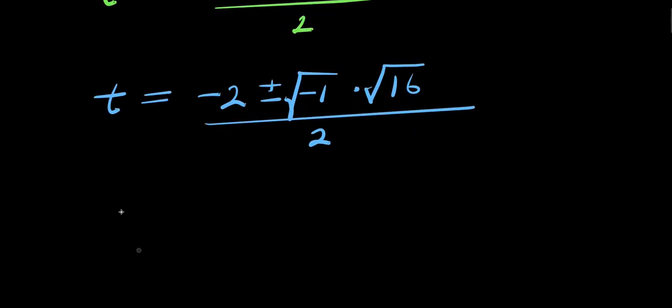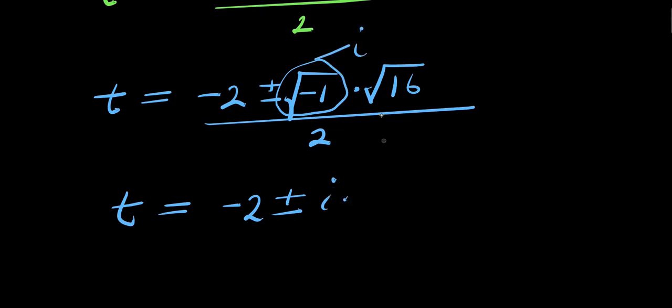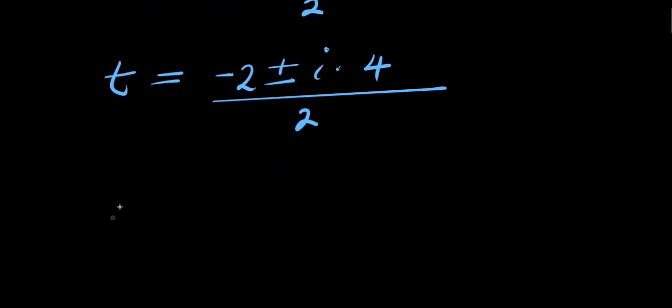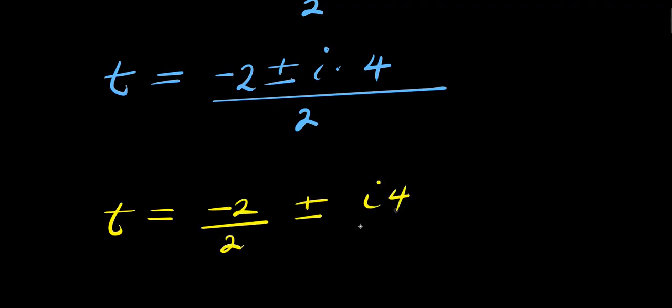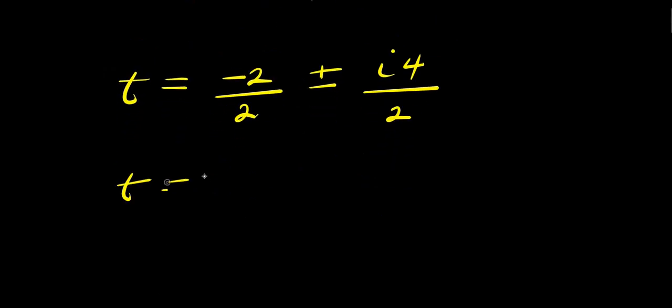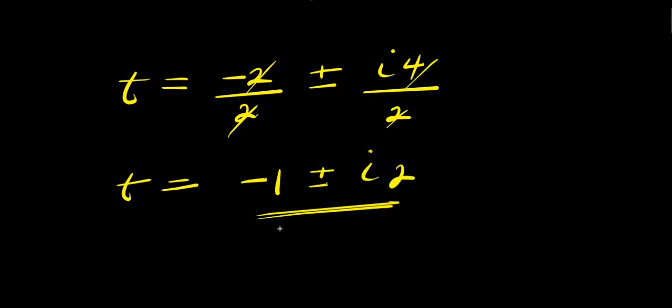So from here, t equals negative 2 plus or minus, square root of negative 1 here is i, I have i times square root of 16. 16 is 4 times 4, so square root of 16 is 4, divided by 2. So from here, I have t equals negative 2 divided by 2 plus or minus i times 4 divided by 2. So from here, I have t equals negative 1 plus or minus, dividing this, we have 2. So we have two complex solutions for t.